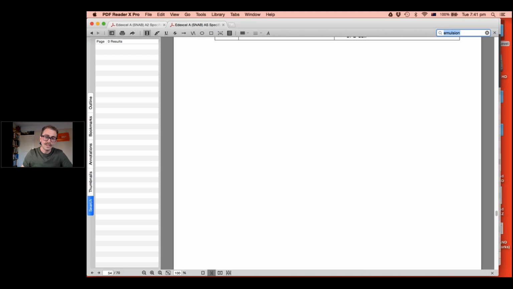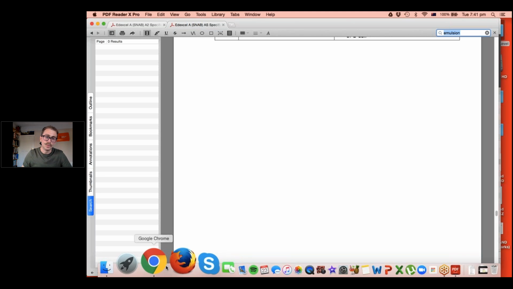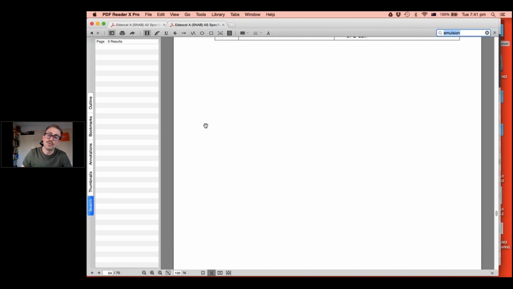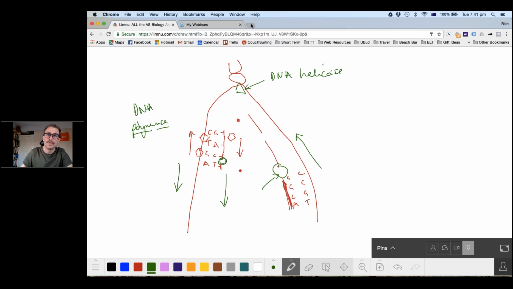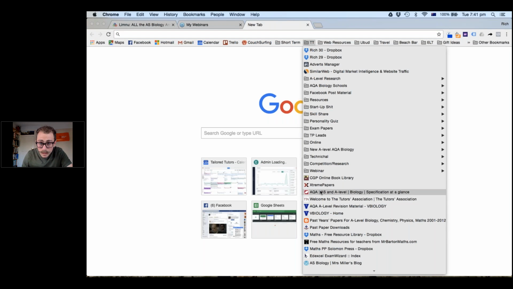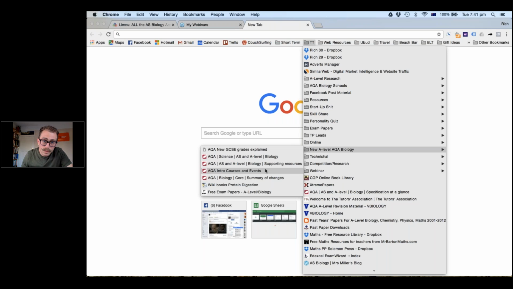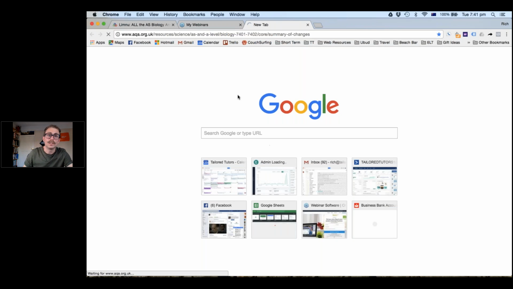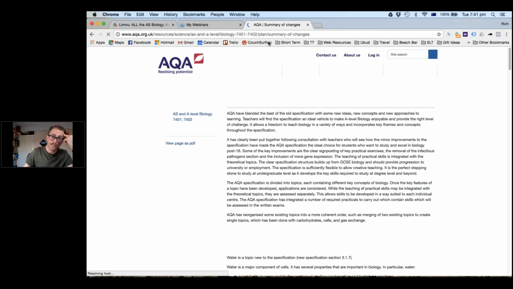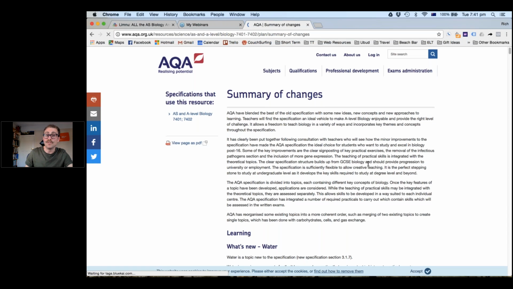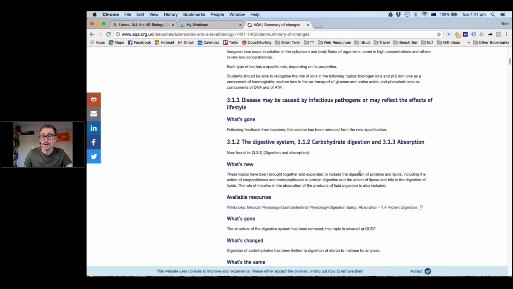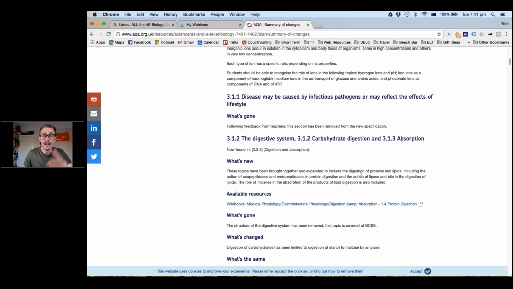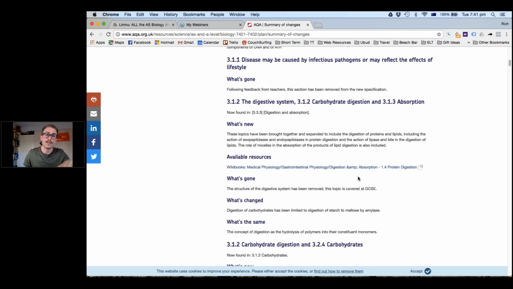I wonder if I can show you. Yeah, if you Google, where is it? This is for AQA students only, I'm afraid. Summary of changes. This is the URL. You can take it off the recording. This tells you what's different between the AQA old spec and the AQA new spec. Over half of you are AQA students, so I don't feel too bad. Edexcel and OCR don't have one of these, which is rather annoying.